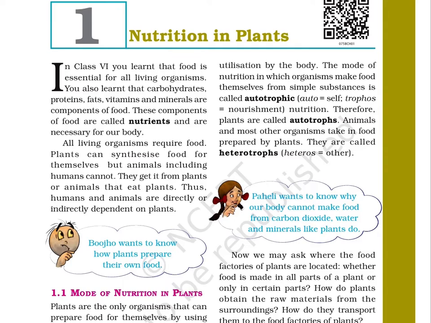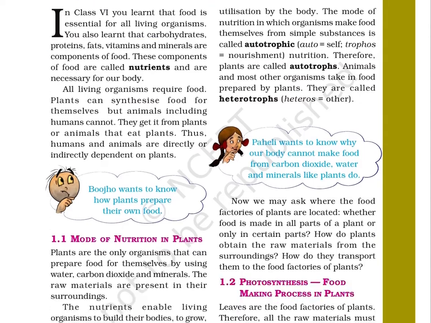There's a thought bubble given here. A picture of Paheli is next to it. Paheli wants to know why our body cannot make food from carbon dioxide, water, and minerals like plants do.